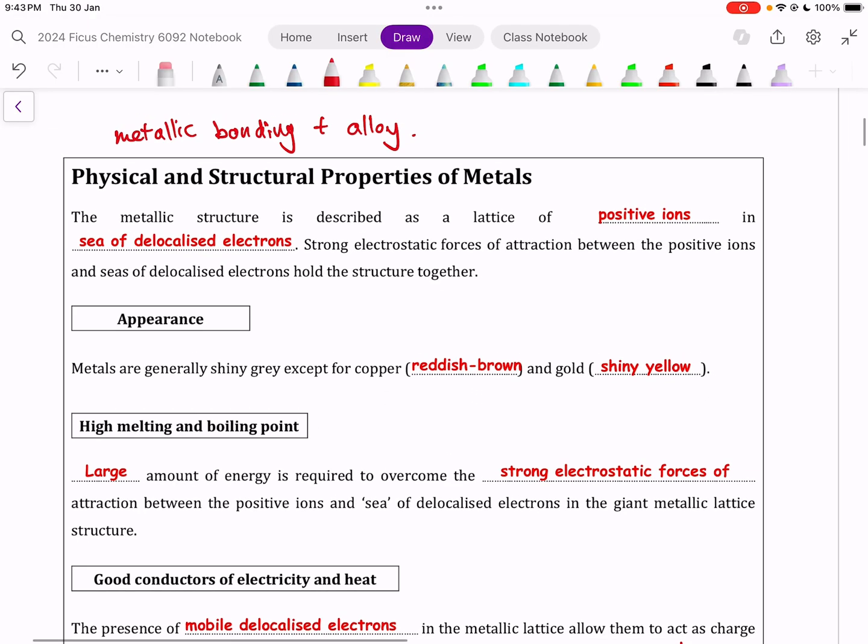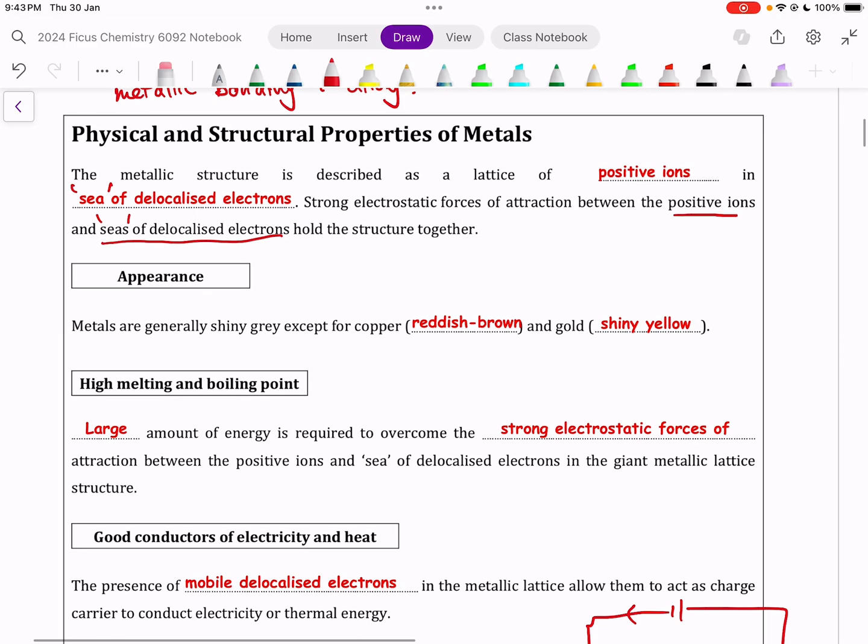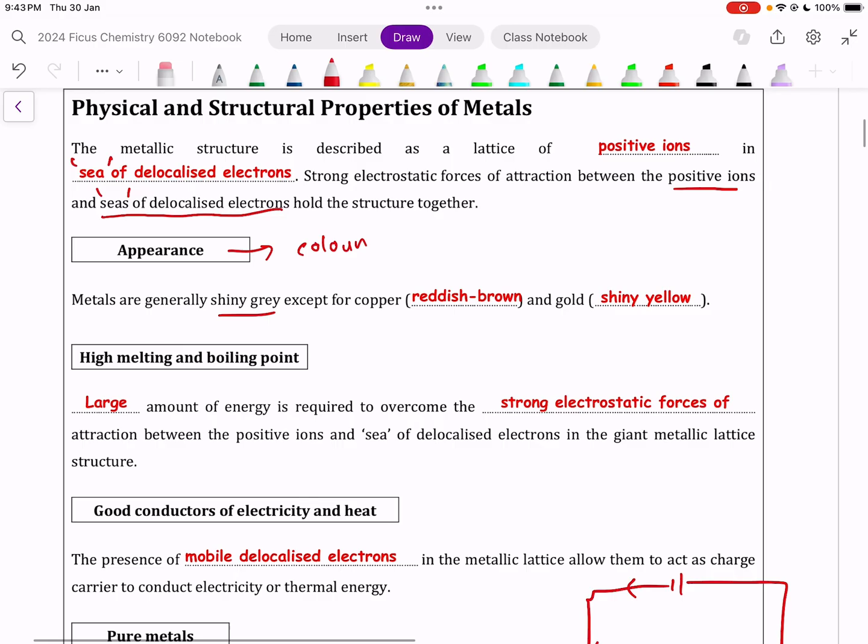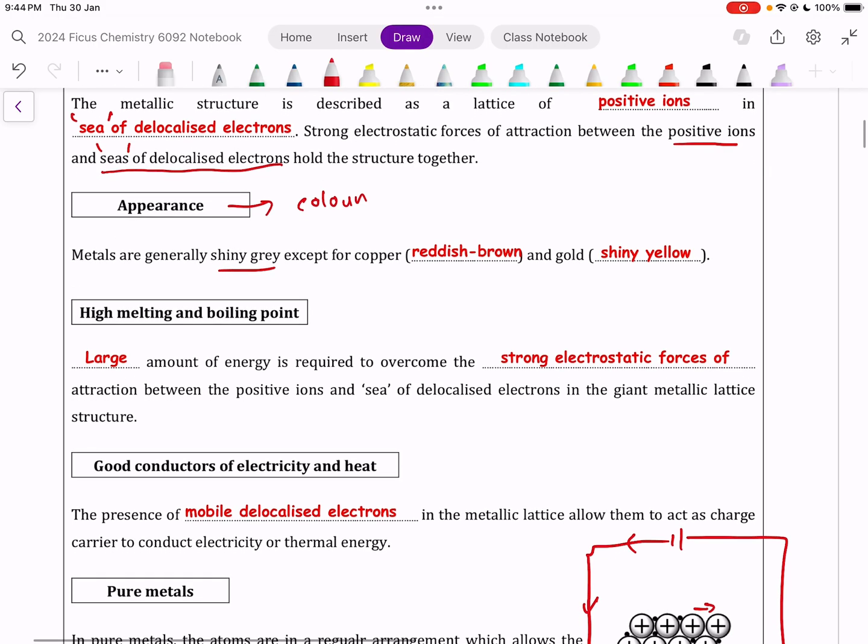Basically the metallic structure is described as a lattice of positive ions in a sea of delocalized electrons. And then there are strong electrostatic forces of attraction between the positive ions and the sea of delocalized electrons. For the color, appearance means the color. Most of the metals are shiny gray except for copper and gold. Copper of course is reddish brown, and gold is shiny yellow.